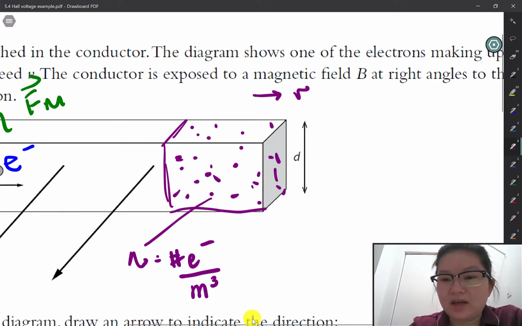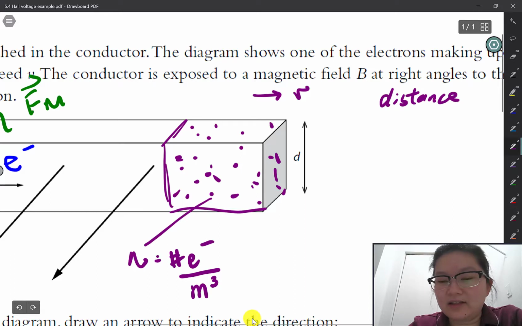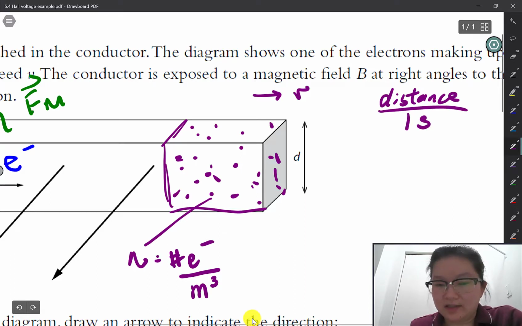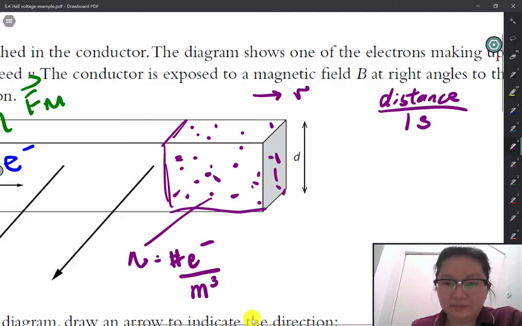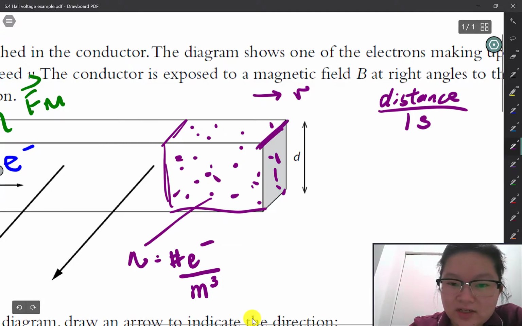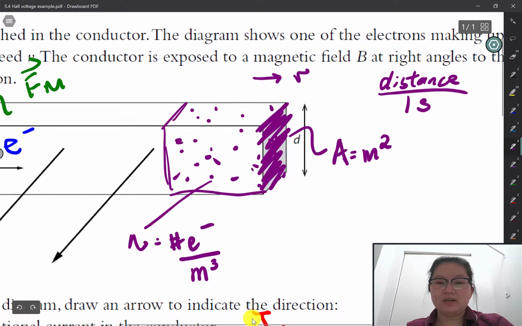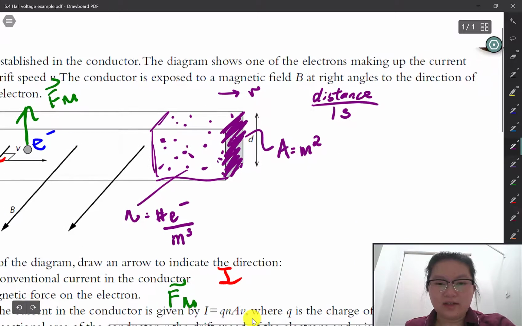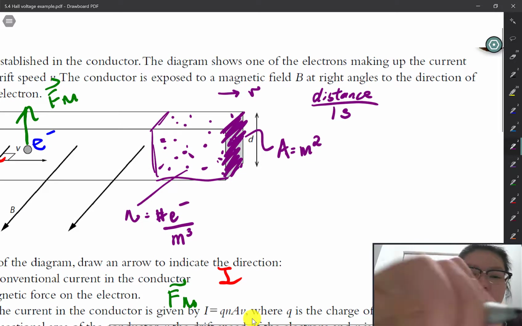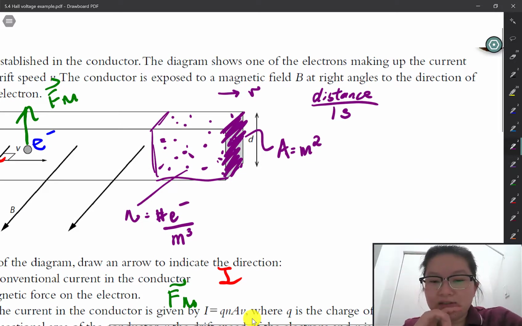Which gives us basically the amount of distance that these electrons travel per 1 second, okay, per 1 second. And the other thing they tell us is this cross-sectional area here. This cross-sectional area A, which is essentially just meters squared, okay? So what else they tell us? They also tell us the charge of electron, which is Q, so that's important.